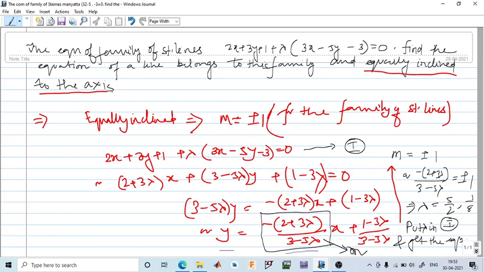That means minus bracket 2 plus 3 lambda by 3 minus 5 lambda equals plus or minus 1. For positive we will get lambda equals 5 by 2, and for negative we will get 1 by 8. Put this value in the equation of that family, and you will get the two lines. Nothing to scare, because coordinate geometry is very much interesting.